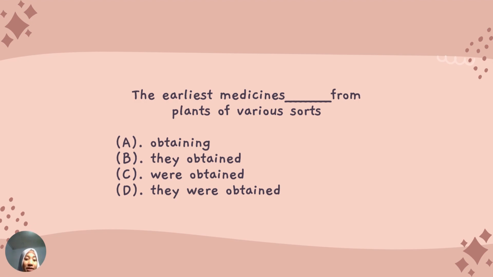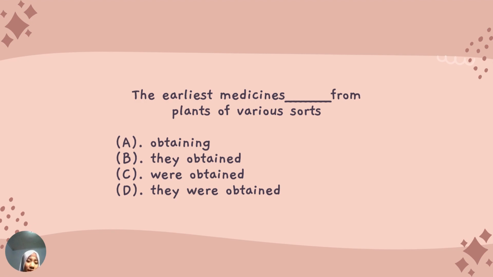The earliest medicine blah blah blah from plants of various sorts. First, we need to analyze. Don't look the option. We need to analyze the sentence. Okay, the sentence above already has the subject. What is the subject? The subject is the earliest medicine. But in the sentence, there is no verb. And we look at the option.